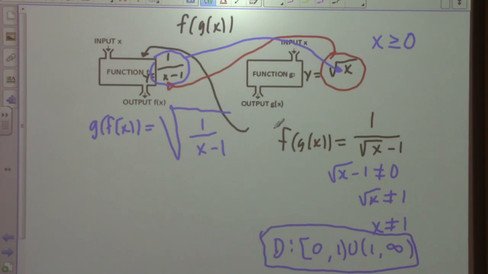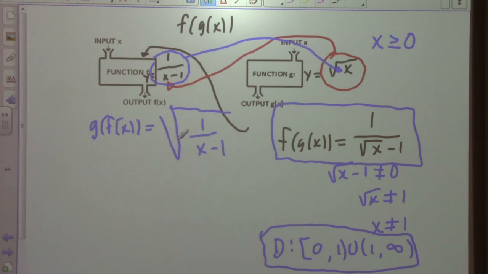Now what I've noticed on these problems, so here's our domain, is that most of the time the hard thing is not finding the composition of functions, but finding the domain. Because this part wasn't hard at all. All we did is replace the square root into here.